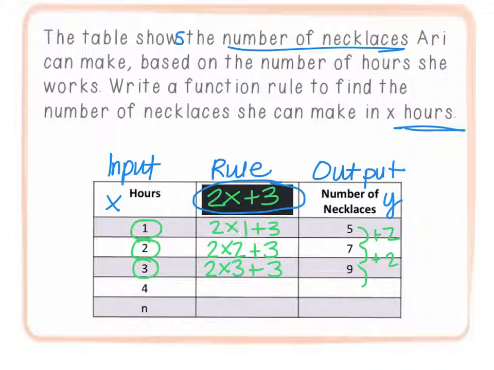Okay, so if it works for these 3, I'm guessing it's going to continue to work. So now I need to try 4. 2 times 4 is 8, plus 3 would give me 11. And then for this n, let's just leave it with an n, and it would be 2 times n plus 3, and we'd put 2n plus 3. And if, say that was 5, like it would keep going in the pattern, then we know our answer would be 13.